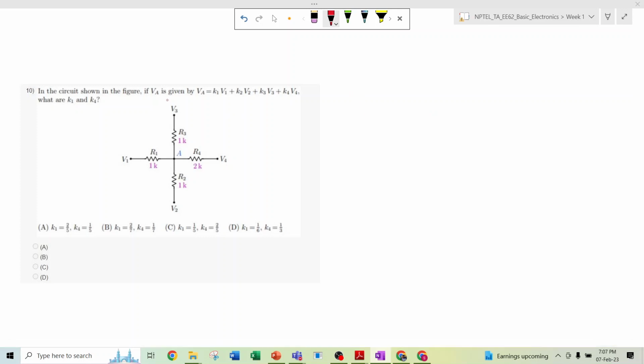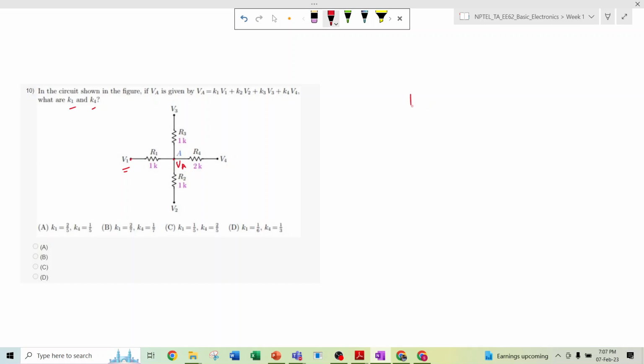In the circuit shown in the figure, VA means the potential at node A, that is called VA. So VA is given by K1 V1 plus K2 V2 plus K3 V3 plus K4 V4. So what is the value of K1 and K4? You should understand this notation. Basically, in analog electronics we use this notation. This V1 means the voltage on this node with reference to the ground node is V1.